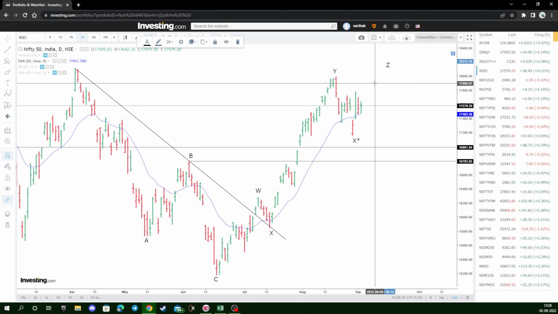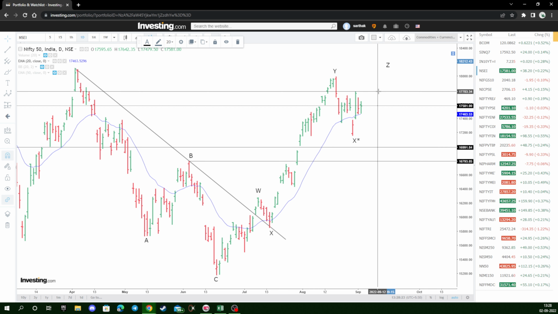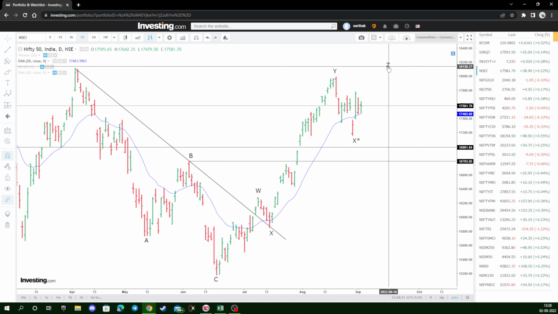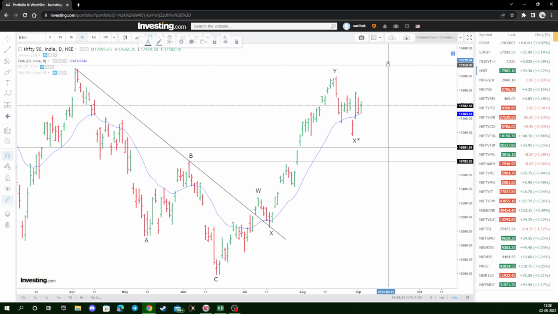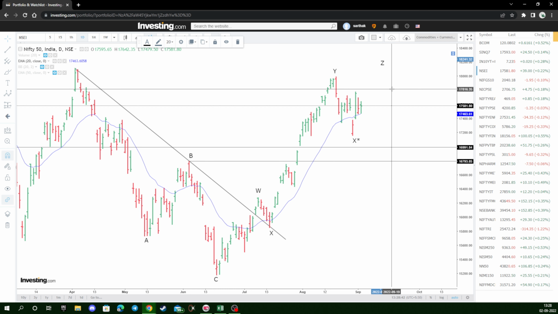A confirmation that the wave Z has started might be a close above the 30th of August high, which is around 17,777. And that might complete the last Z wave, and in the end we might start falling together with the Dow Jones when we complete our Z wave. This is one of the possibilities I am looking at.